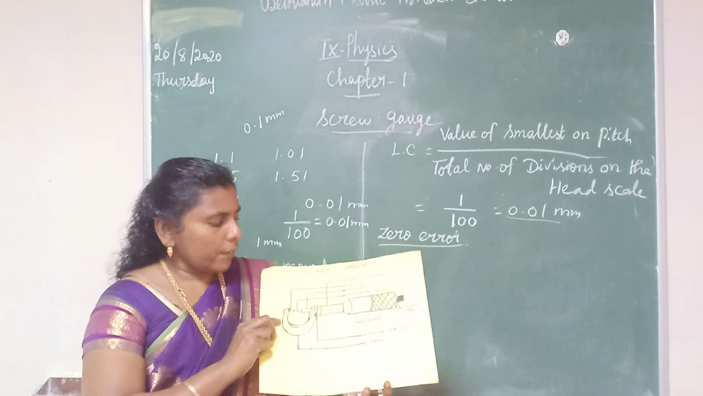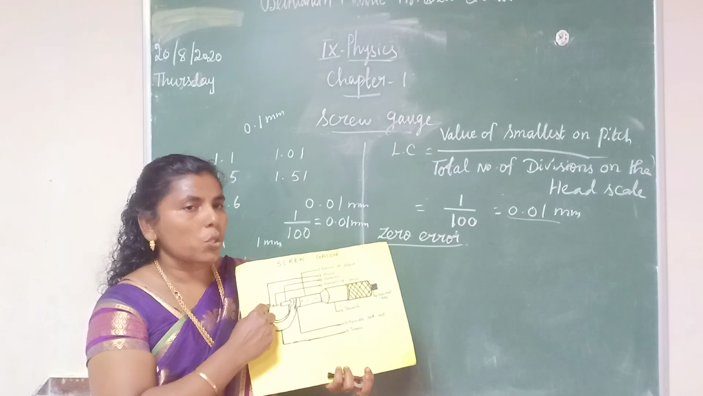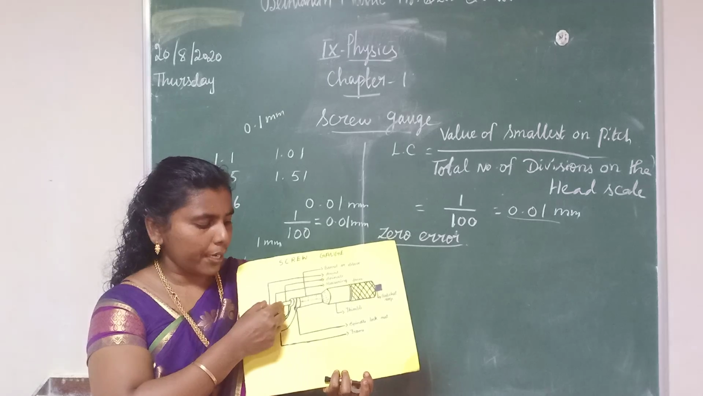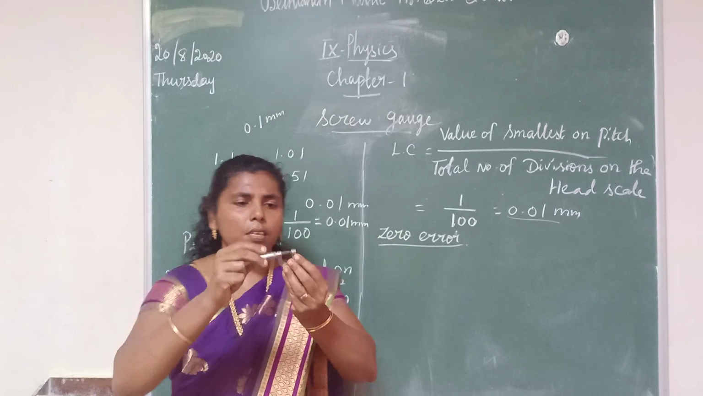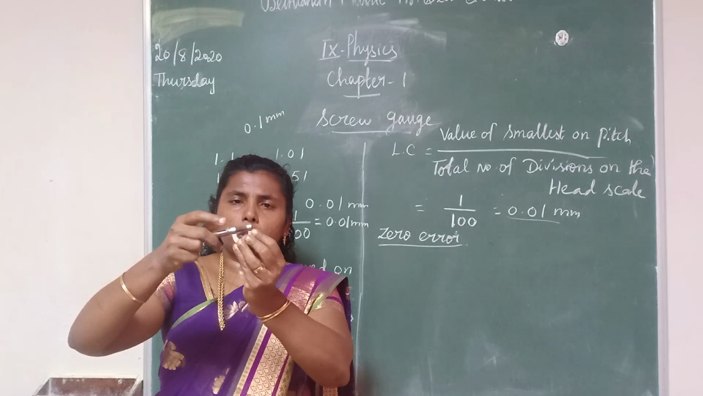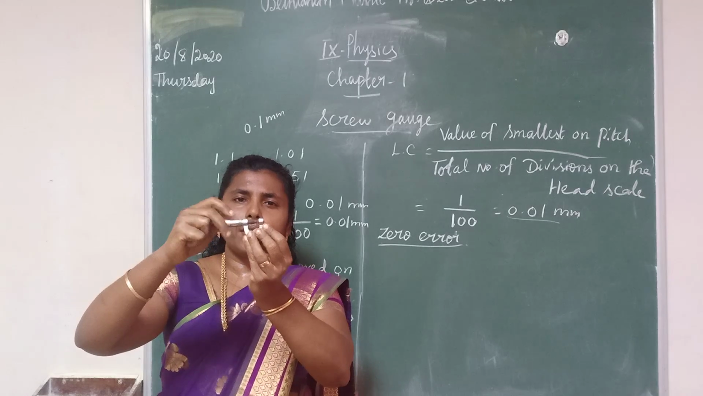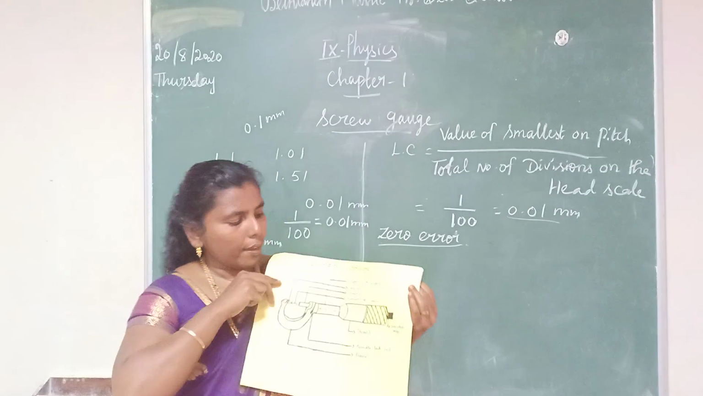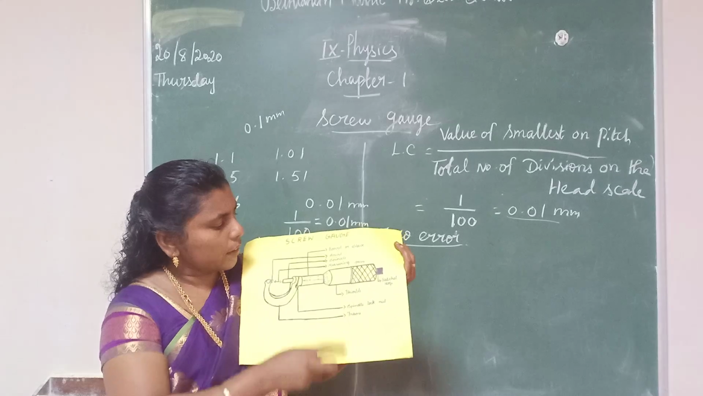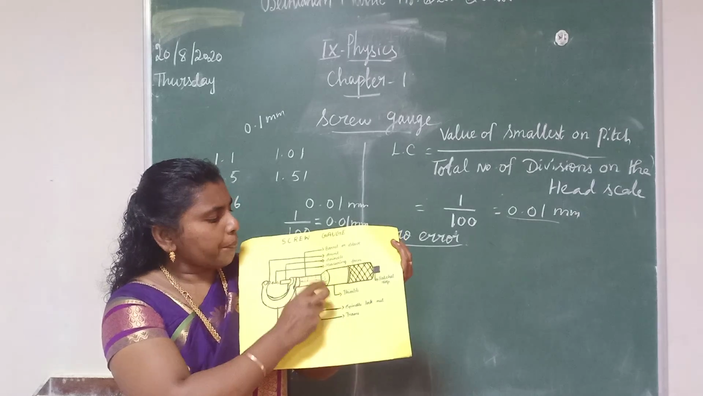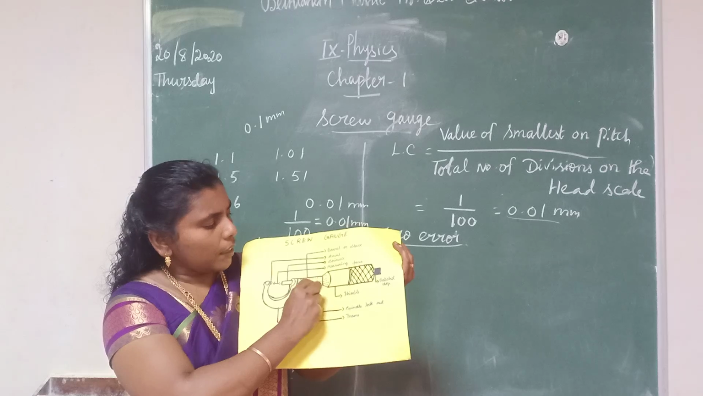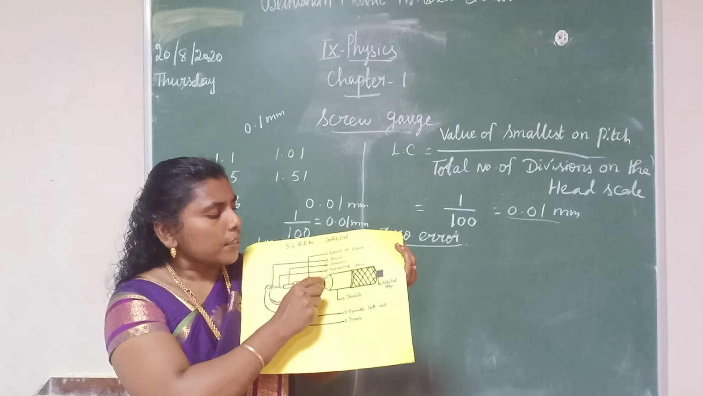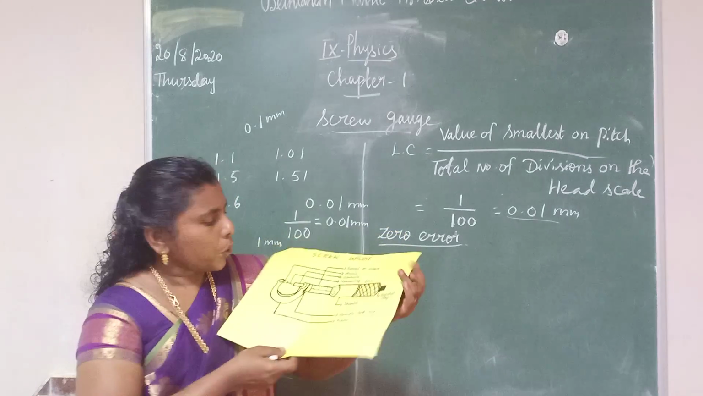Let us see. First, the tip of the screw and the stud are in contact. Look at this, the tip of the screw and the stud are in contact. Now listen here, the reference line. Here the red line is there, no? That's the reference line. Near the reference line, whatever reading is there on the head scale, that reading only you have to take.